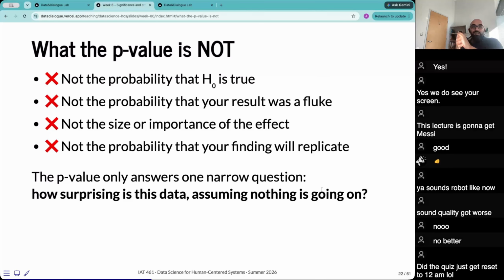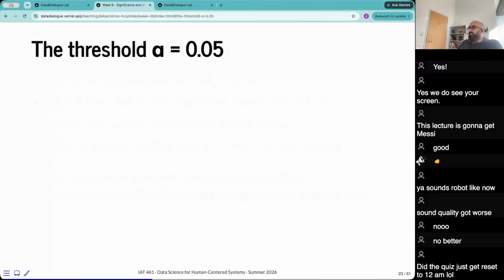So the smaller it is, the more surprising it is to see this if there was not a real difference, right? If it's 0.01, say, oh, it's really surprising. It might still be true, but I would be surprised if I saw a difference like that.